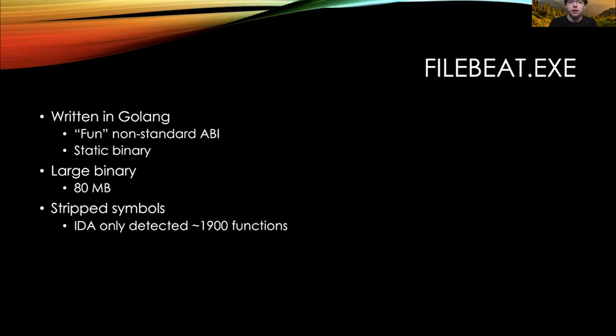It's also a static binary, which made it quite large. It was 80 megabytes and had all sorts of third-party library code integrated into it, so there are minimal dependencies required to be shipped with it. It also had all of its symbols stripped, so I wasn't able to identify functions very easily in IDA, and it only automatically detected 1900 functions. I had a feeling that was going to come in way under the actual amount since it was such a large binary. 1900 functions just seemed way too small.